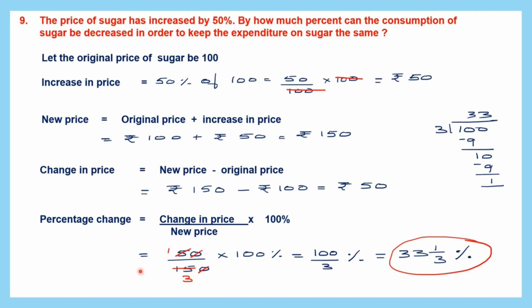To find that, all you had to do is this: find the new price, find the change in price and the percentage change. This percentage change tells us the percentage that the family must keep in mind when they have to keep the expenditure the same, and the consumption should reduce by 33 1 by 3%. With this, student, we come to the end of this exercise.